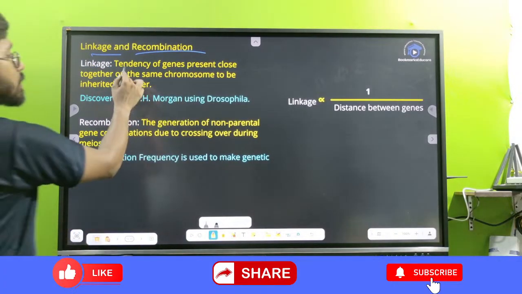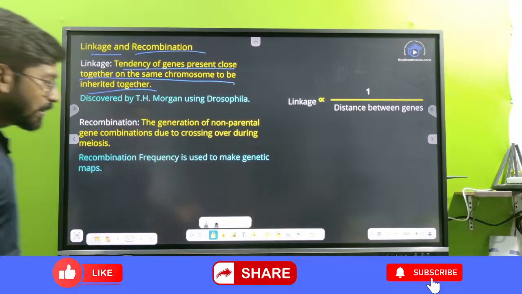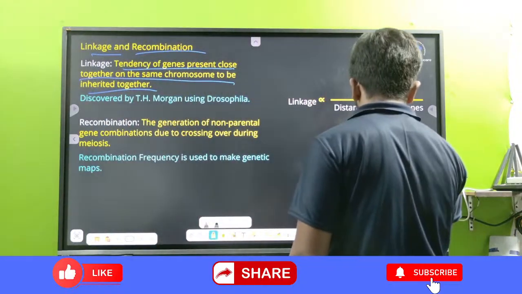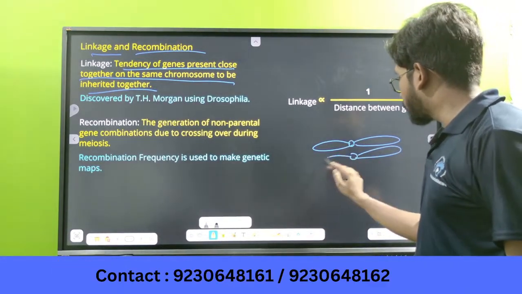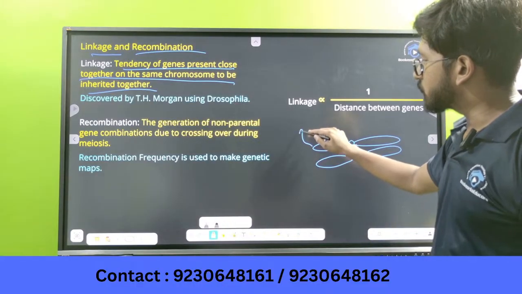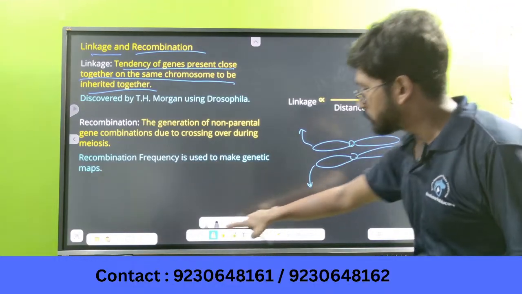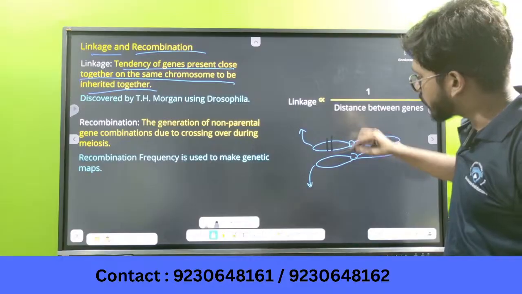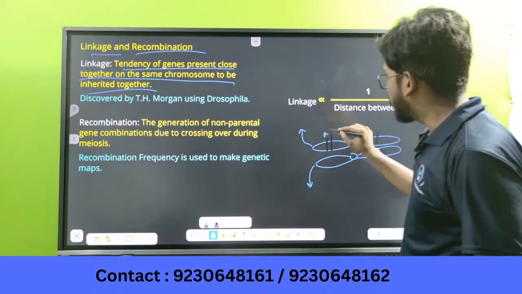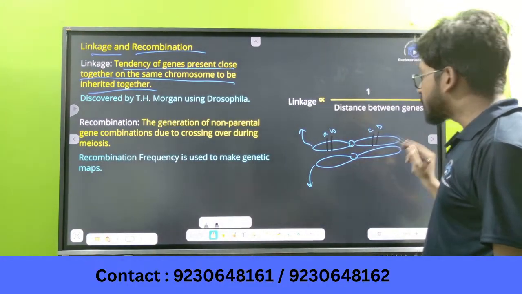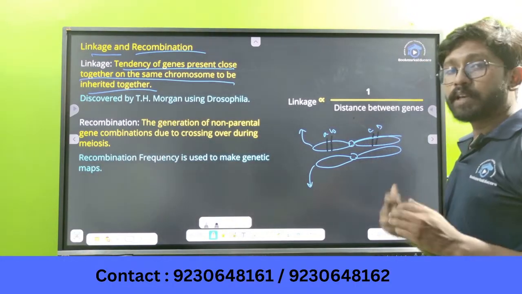Linkage क्या होता है? Tendency of genes present close together in the same chromosome to be inherited together. Meaning, let me draw a chromosome again. See, this is a chromosome, and as I said, अगर दो sister chromatid है आपके पास, it will separate during meiosis anaphase 1. Now, यहाँ पे अगर दो आपके characteristics है, यहाँ पे और दो characteristics है. Suppose let's name them A, B, C, D. Now this A, B, and C, D, they will try to move together always.